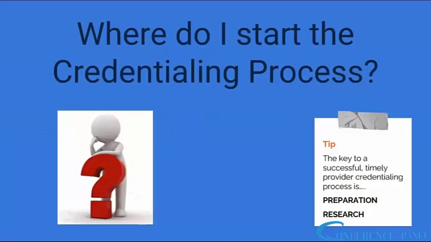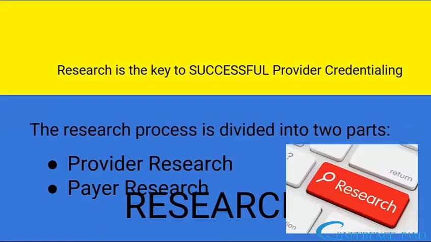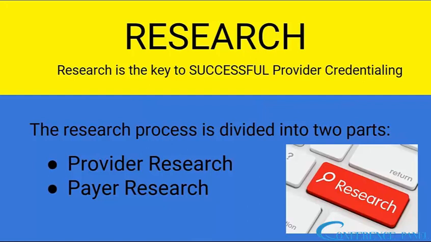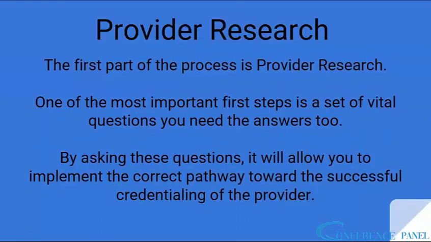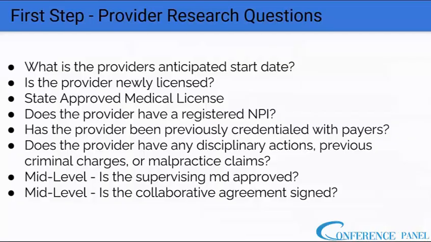The keys to success in credentialing can be broken down into 4 areas: research, preparation, tracking, and communication. So, where do I start the credentialing process? Research is the key to successful provider credentialing. The research process is divided into 2 parts: provider research and payer research. Provider research. The first part of the process is provider research. One of the most important first steps is a set of vital questions you need to answer. So, what are those questions?